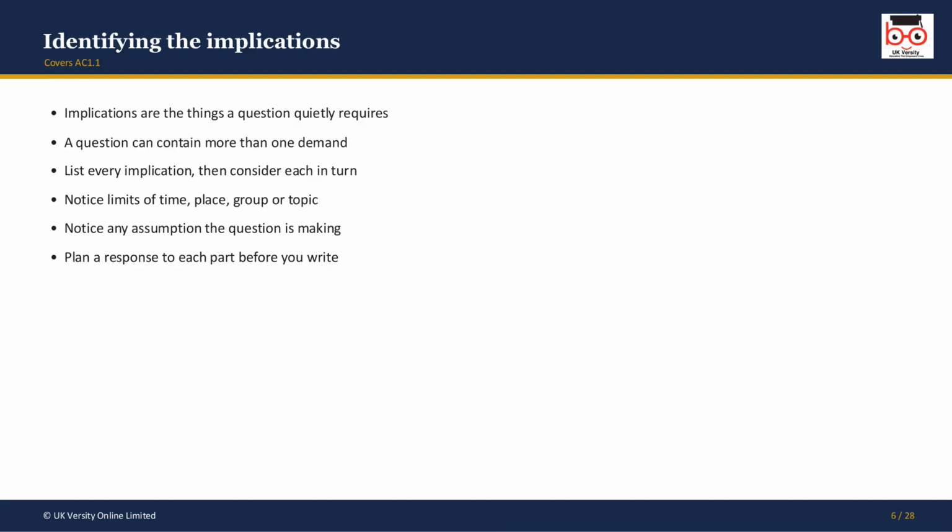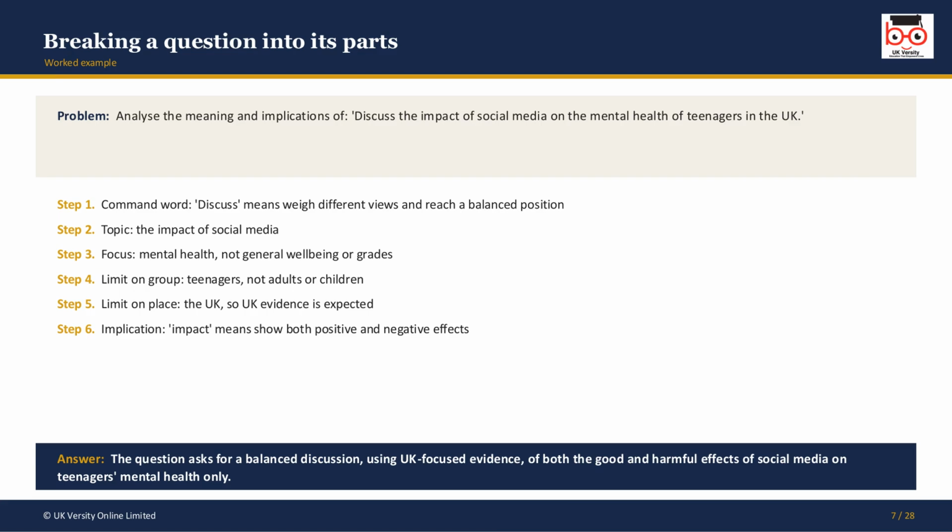Questions often ask for more than they say on the surface. An implication is something the question quietly requires of you, and a single question can carry several demands at once. It helps to list every implication and then work through them one at a time. Watch for limits of time, place, group, or topic, and notice any assumption the question is making. Plan a response to each part before you commit anything to the page. Let's work through a real example.